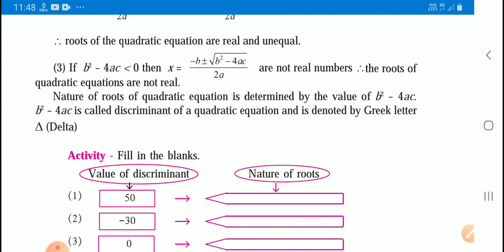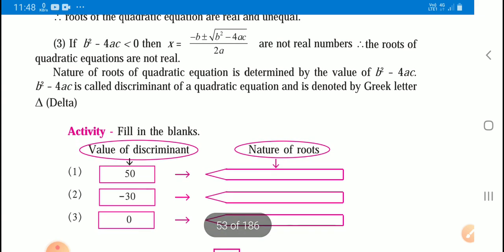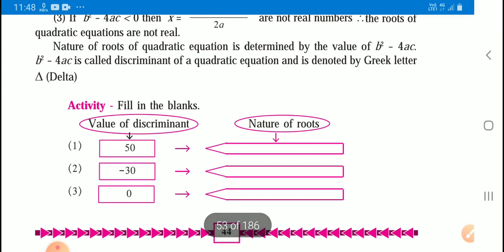And you know that b square minus 4ac is called the discriminant of a quadratic equation. We can denote this by the sign delta, like a triangle sign. So b square minus 4ac is called the discriminant of a quadratic equation, and it is denoted by the Greek letter delta, like a triangle.